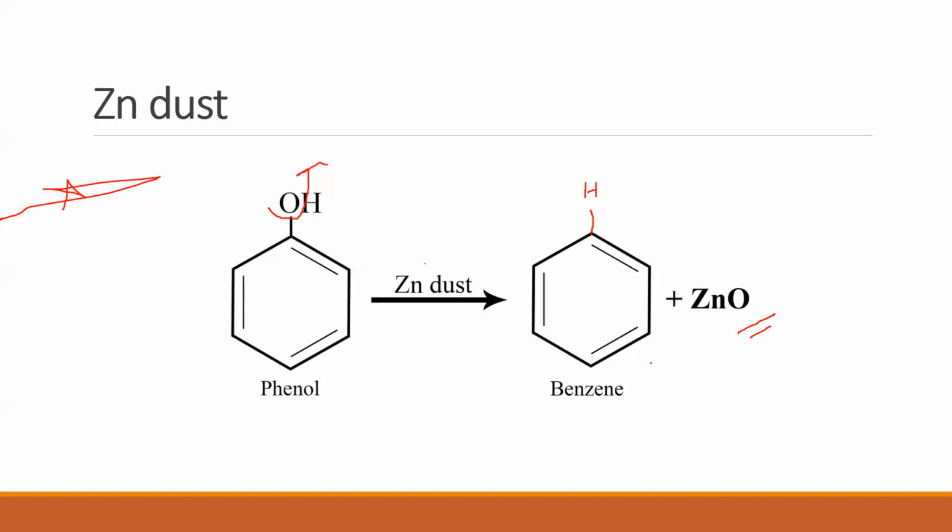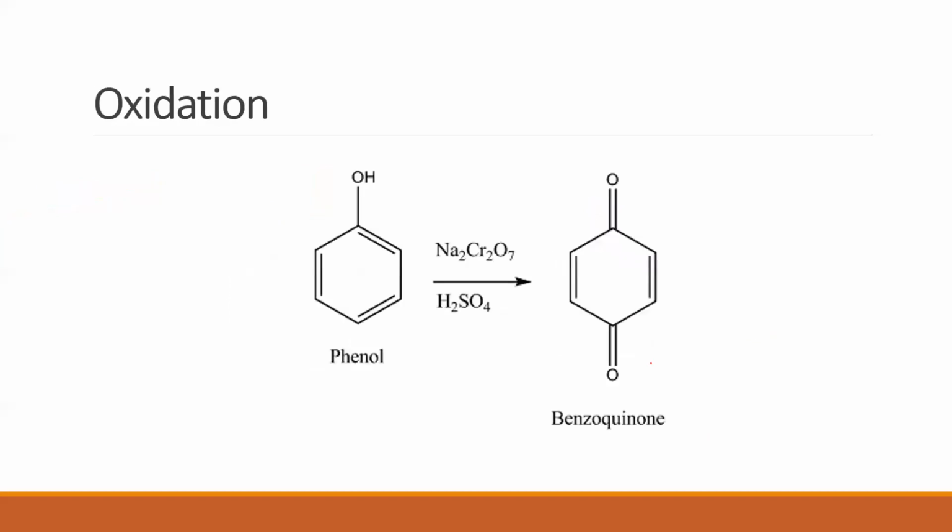All right. The next reaction is the oxidation reaction. Now we have already seen what oxidation is. Oxidation is defined as addition of oxygen, or removal of hydrogen, or loss of electrons. Now, in the case of alcohols and phenols, or alcohols especially, we have looked at two definitions, which are addition of oxygen and removal of hydrogen.